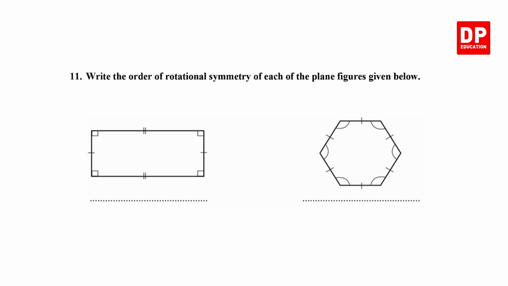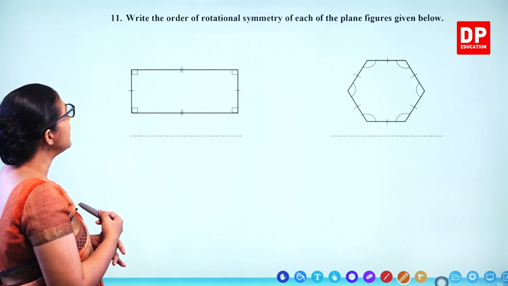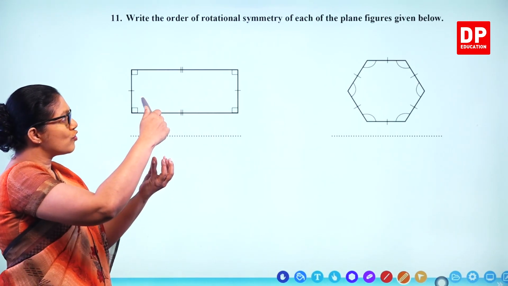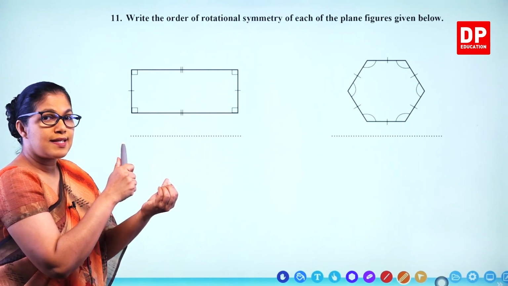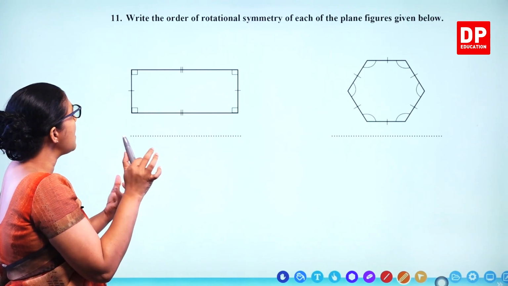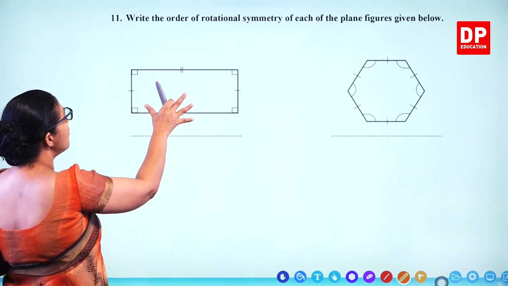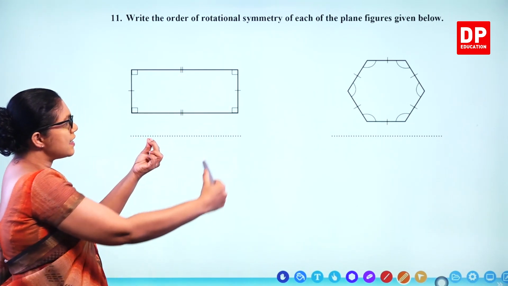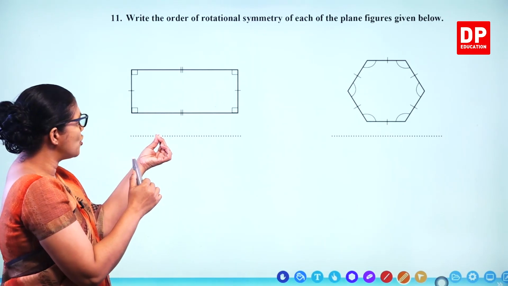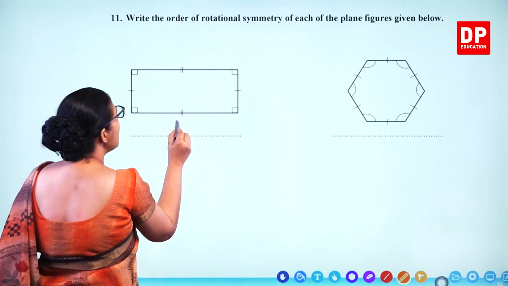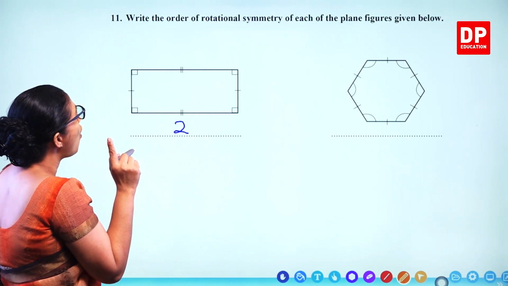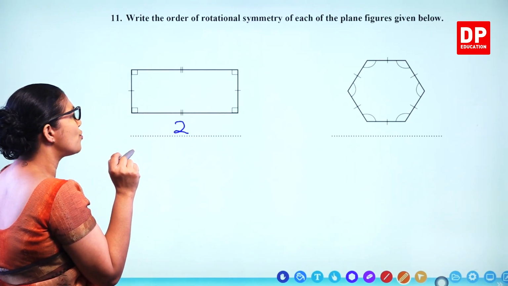Question number 11. Write the order of rotational symmetry of each of the plane figures given below. Order of rotational symmetry. So that means when you rotate about 360, how many times you get the same shape? So this is a rectangle. So when you rotate 180 degrees, you get the same shape. Again 360. So twice you are getting the same figure. So order of rotational symmetry is 2.